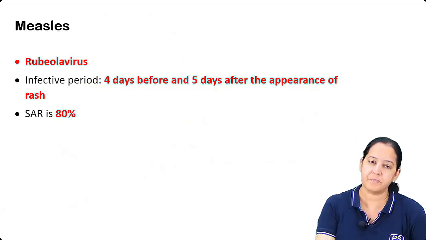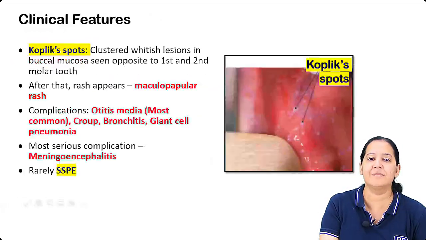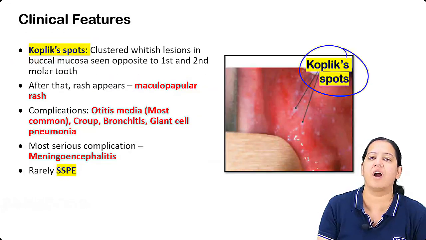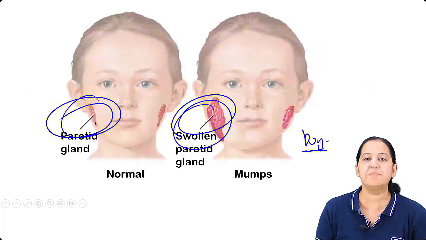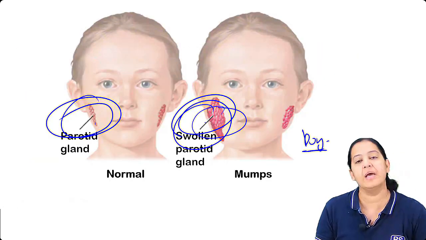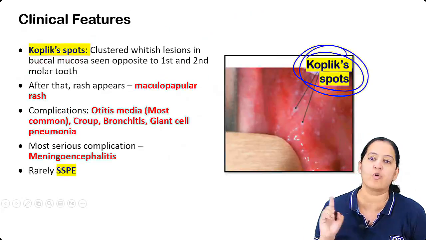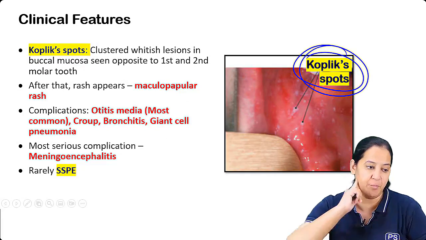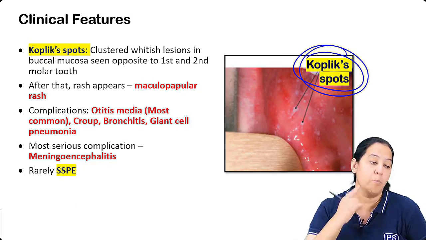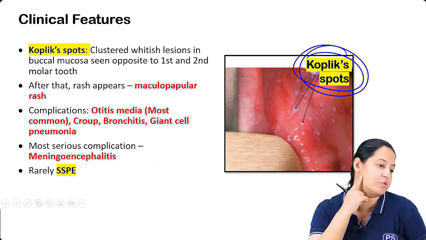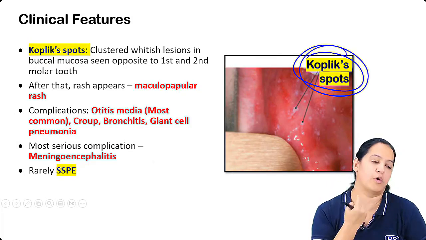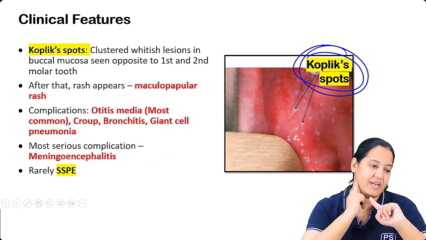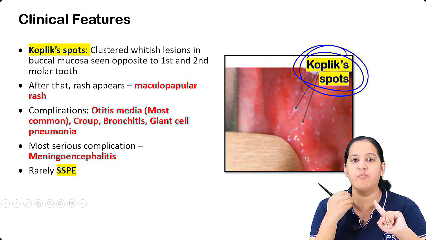Got it? In measles, the story always starts with the Koplik spots. In mumps, the story starts with the parotid swelling. In measles, the story always starts with the Koplik spots. What are Koplik spots? In our mouth we have molar teeth, the last teeth, right? In front of the molar teeth is the buccal mucosa. So this portion from inside, not outside. So the buccal mucosa in front of the molar tooth.